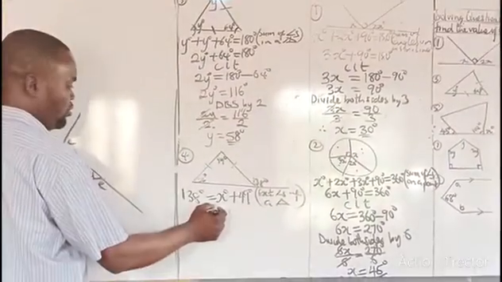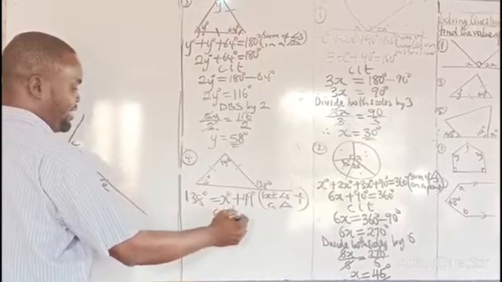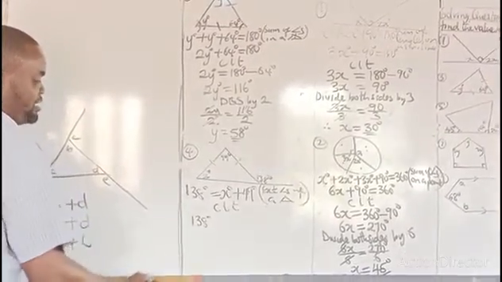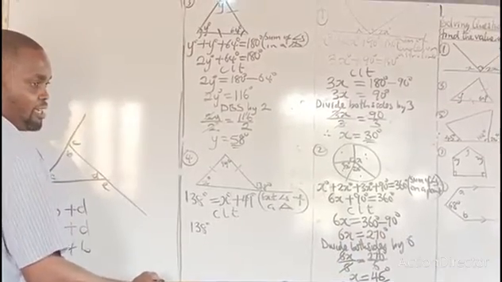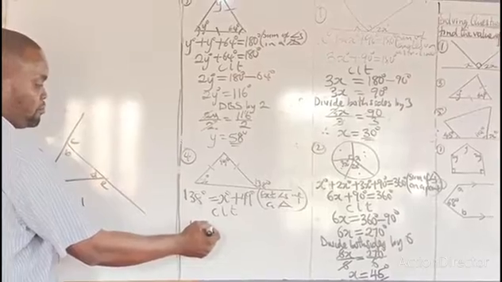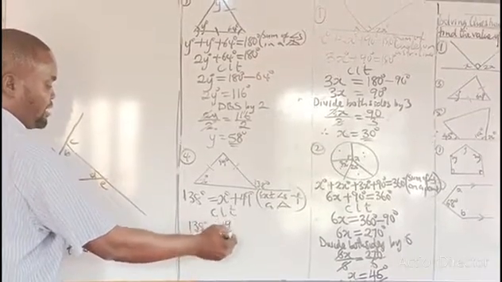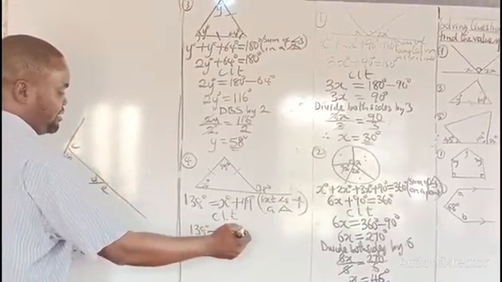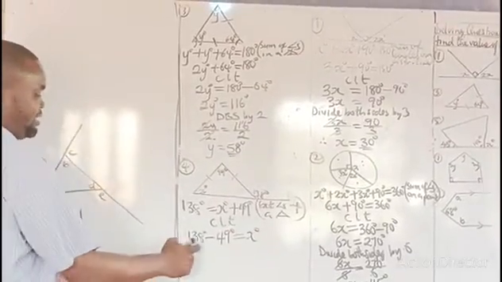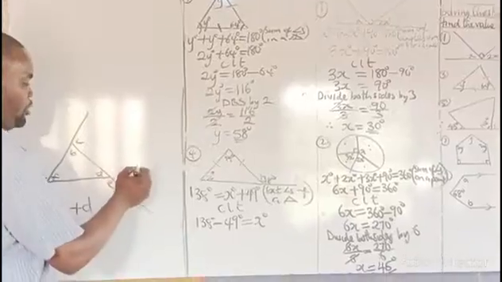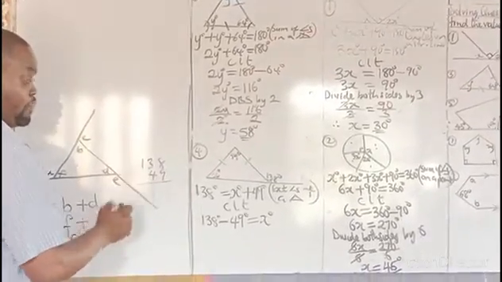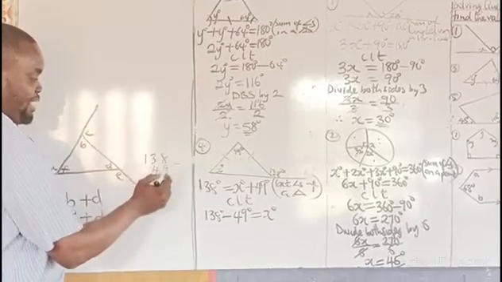What will I do? Collect like terms. I write my 138. Which number is on the same side as 138 degrees? So come here, what will it become? Minus 49 degrees. Equals what? Now 138 minus 49. I don't know, what do you do? Go and solve it. 138 minus 49. 8 minus 9.